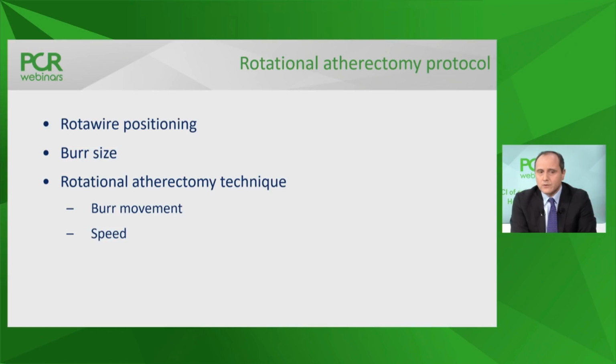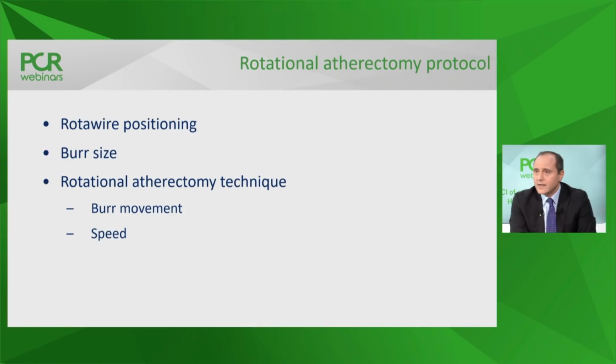When we discuss rotational atherectomy in general, but specifically in this patient with distal left main stenosis, the questions I have for you are: rota wire positioning, 1 or 2 wires, and if 1 or 2 wires, which one would you place first and in which vessel? Bar size to start with. And finally, rotational atherectomy technique with reference to bar movement and speed.